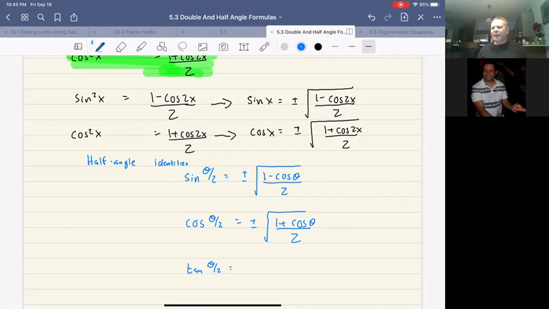Is it always plus? We have to think about that. Let's say plus or minus, because the plus or minus is something we're going to have to determine. It doesn't cancel here like you might think. But the tangent is going to be plus or minus the square root of 1 minus cosine theta over 1 plus cosine theta.